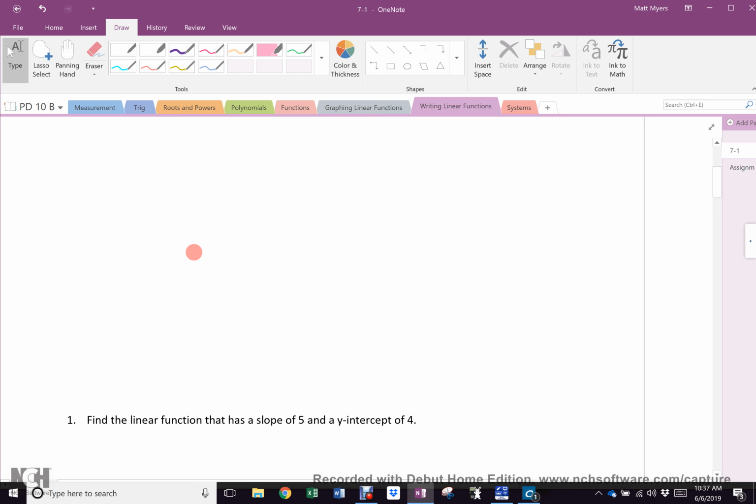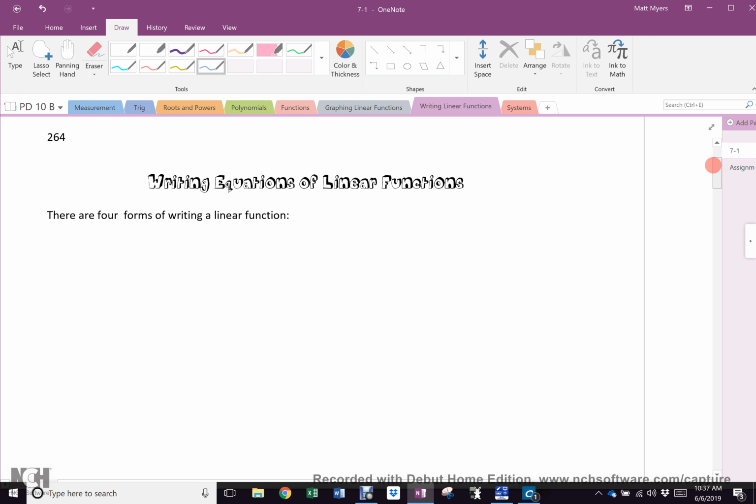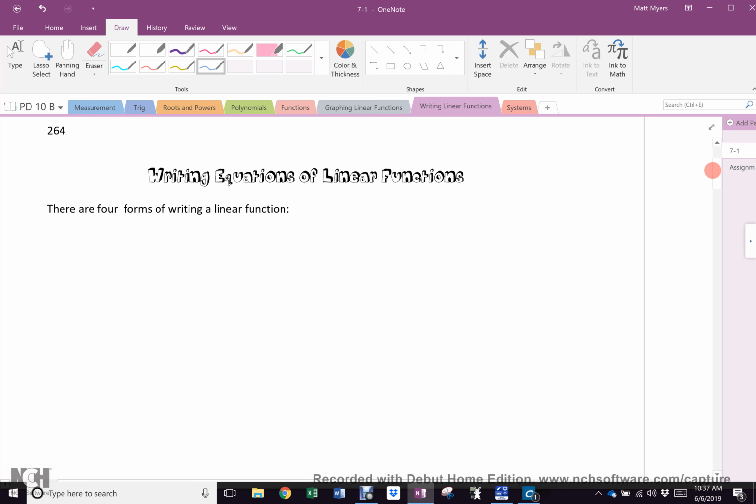For the most part, we are now eschewing, which is a $5 word for saying we're not going to do it anymore. We are going to eschew graphing for the most part and work exclusively with algebra. Why? Because algebra always gives us the right answer. Graphing doesn't always give us the right answer. So, let us begin on page 264. There are 4 forms of writing linear functions. Give me one of them.